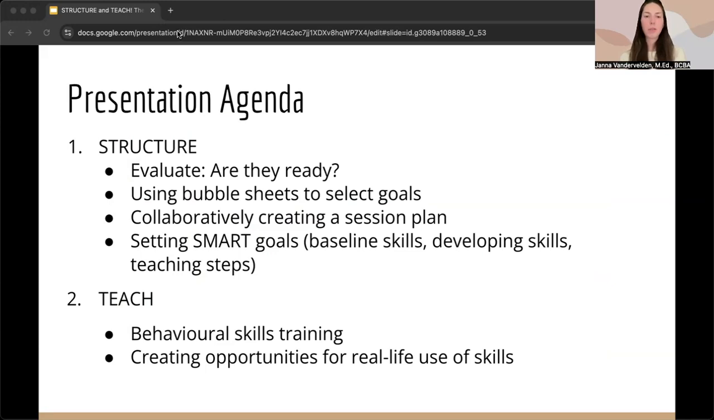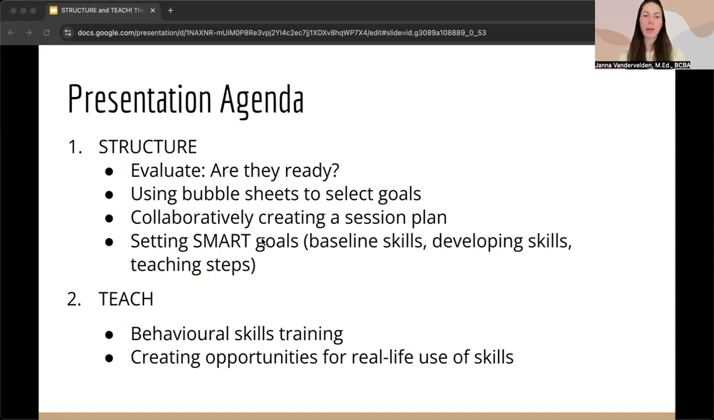About structure, I will first discuss the transition from engage into structure. Next, I will present bubble sheets as one tool you may use to focus the discussion and goal planning process you conduct with your mentee. I will also demonstrate how to plan your mentorship sessions to ensure they are being conducted with a focus or goal in mind. Lastly, I will go over the SMART goal setting process.